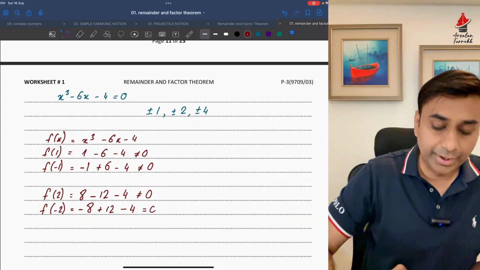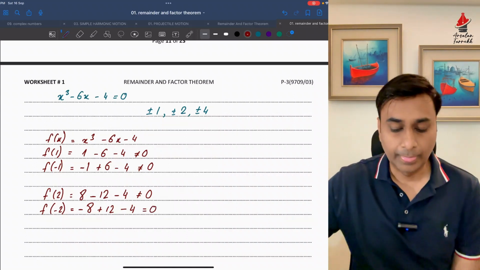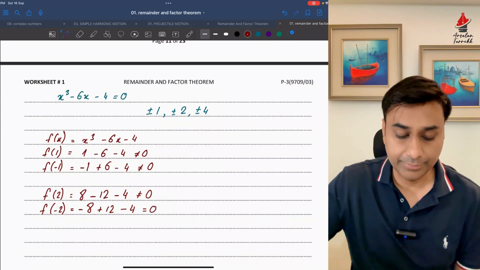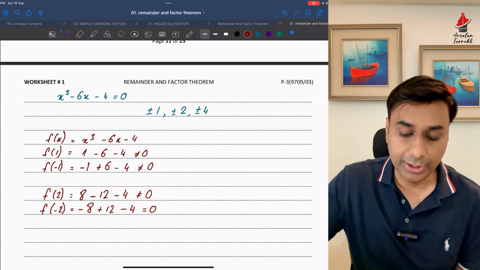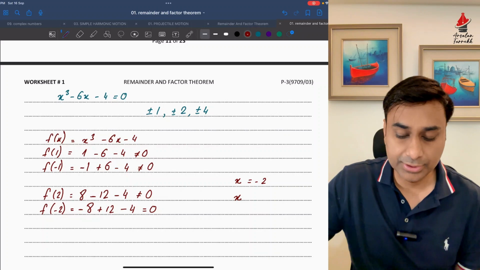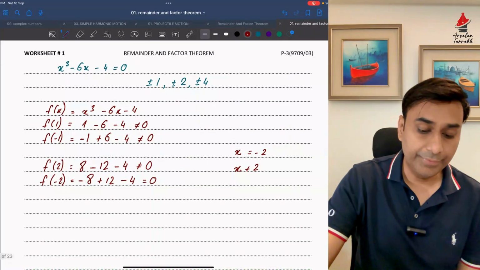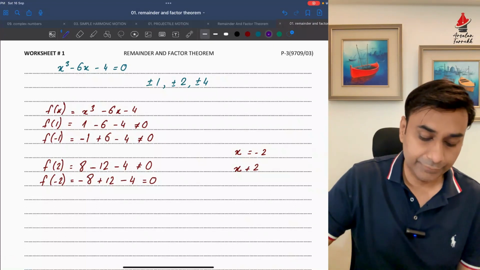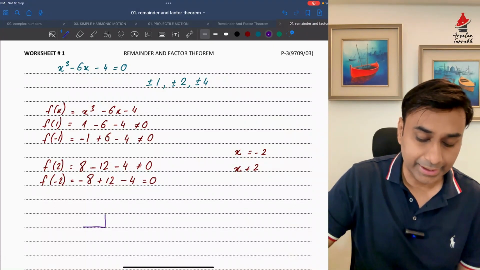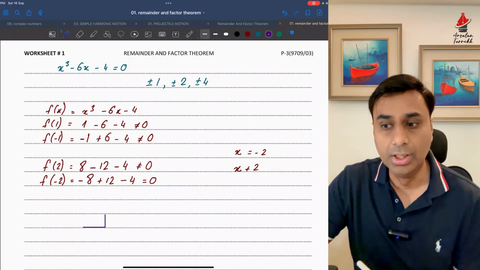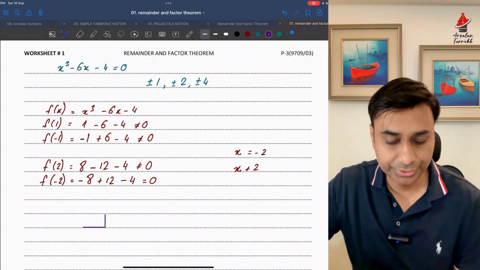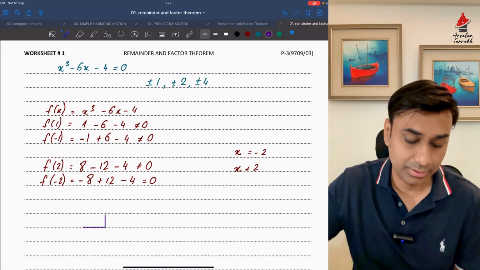And you can see over here that this is coming out to be 0. Once I've identified that this is coming out to be 0, then the value of x is minus 2, and x plus 2 is one of the factors. To find out the other factor, as I said, I have two possibilities. I can do synthetic division or I can do long division. In these kinds of situations, synthetic division gives you a very quick answer.